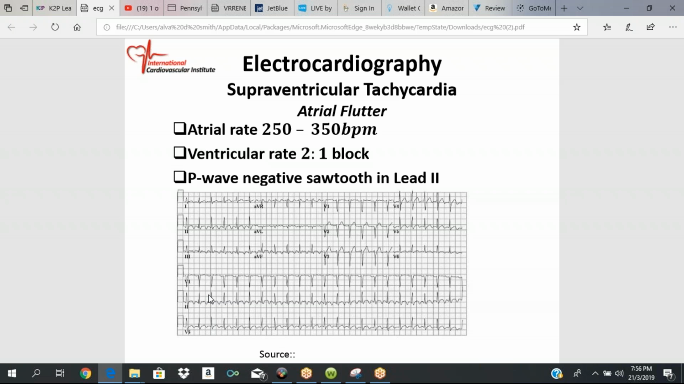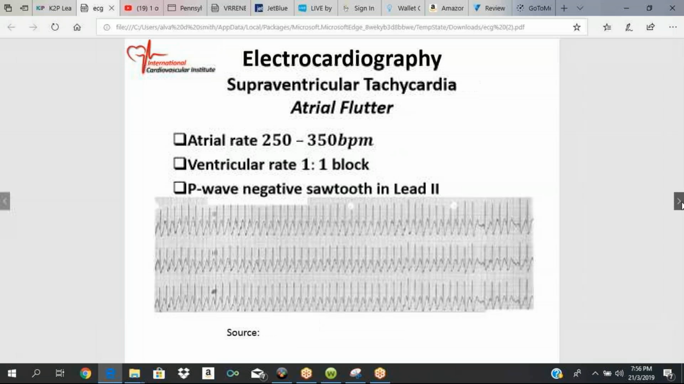Every 2 P waves, you have a QRS or R wave. Okay, so this is classic atrial flutter, which is different from atrial fibrillation. I'm sorry, this is very rare: atrial flutter with one-to-one conduction. It's not one-to-one block, but one-to-one conduction.